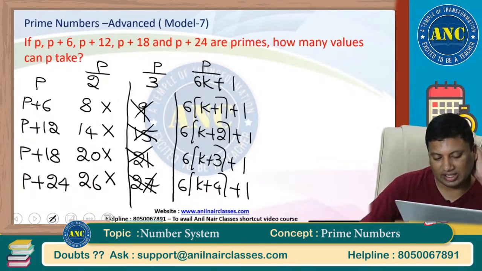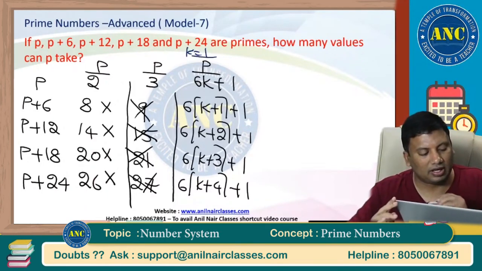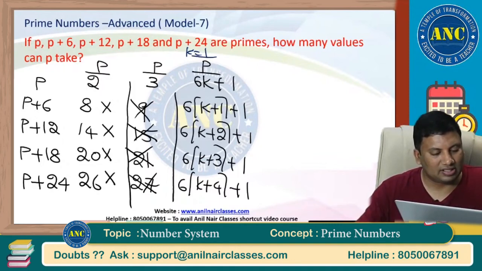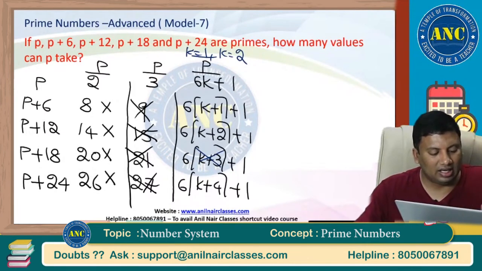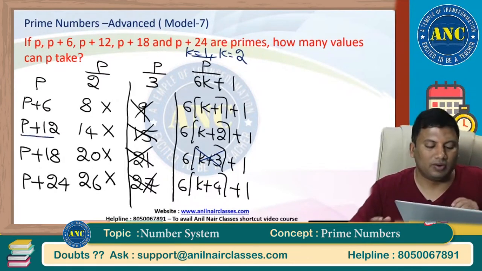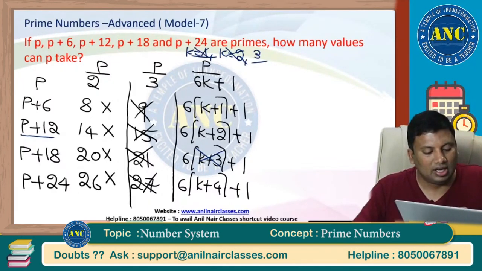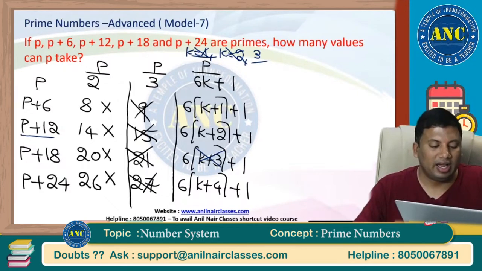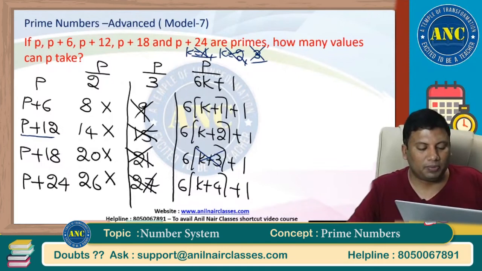6k plus 1, 6 into k plus 1. Suppose I put k value 1. Then P becomes 7. 7 plus 18 is 25. This case is not possible. If I put k equivalent to 2, 12 plus 1 is 13. 13 plus 12 is 25. This case is not possible. If I put k equivalent to 3, 6 into 3 is 18. 18 plus 1 is 19. 19 plus 6 is 25. Not possible.